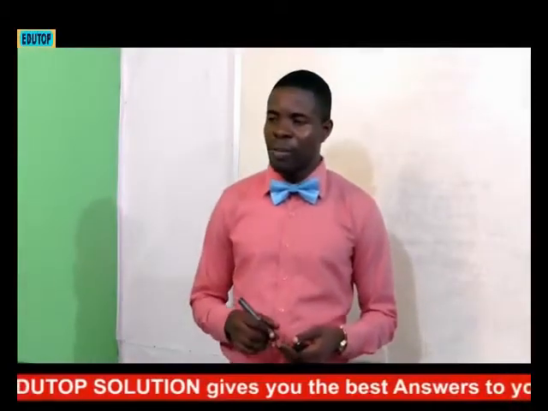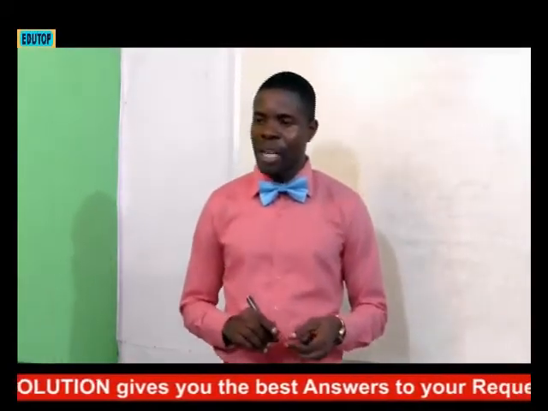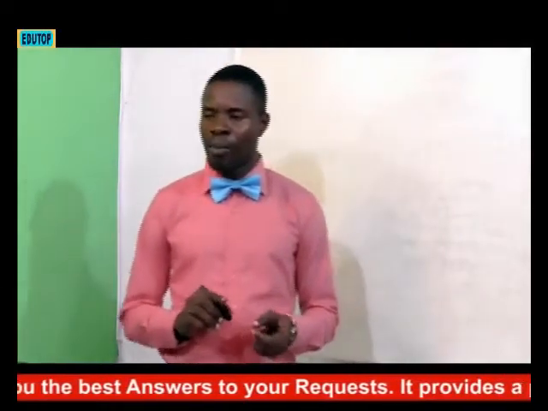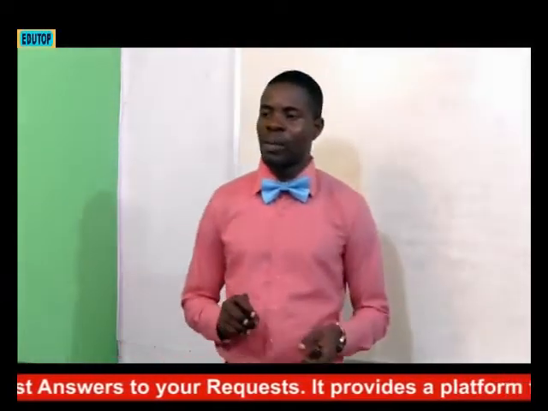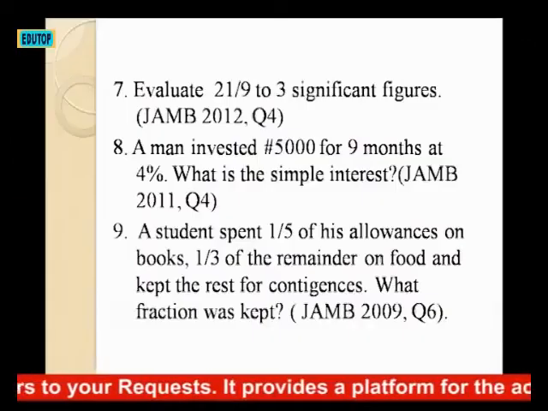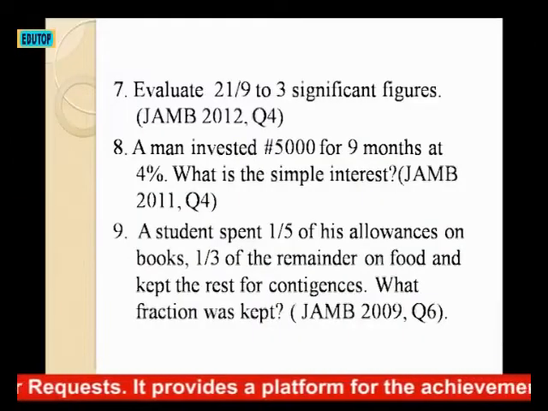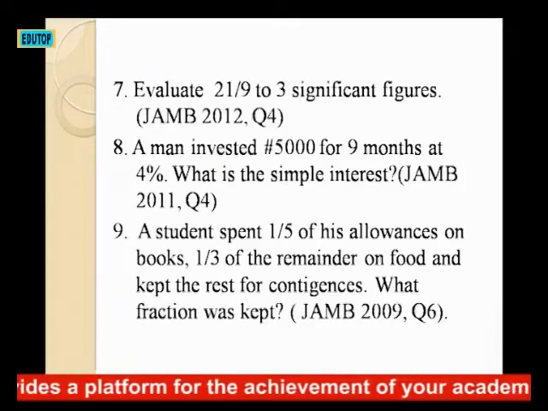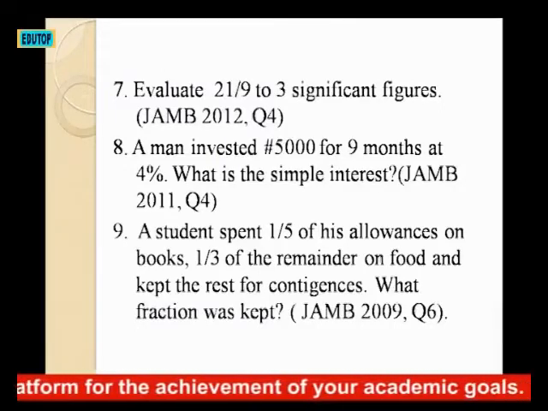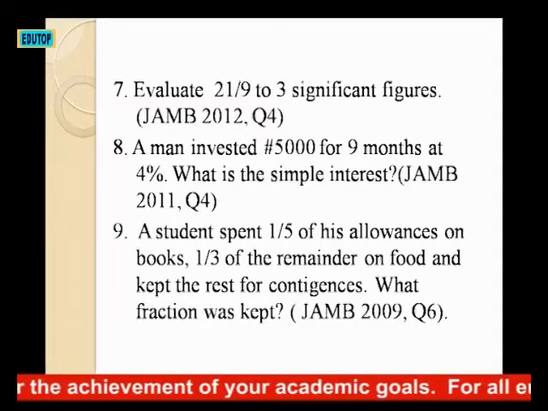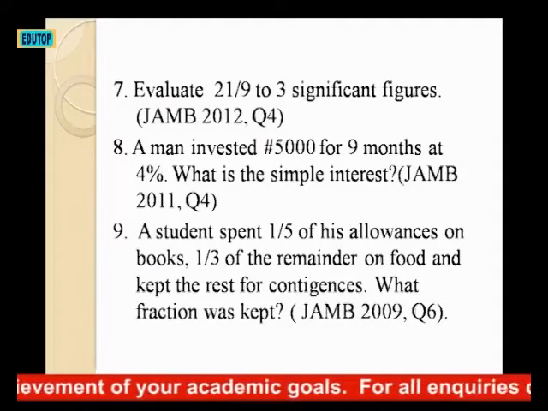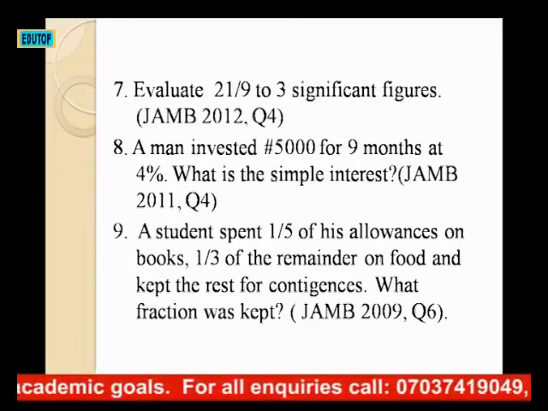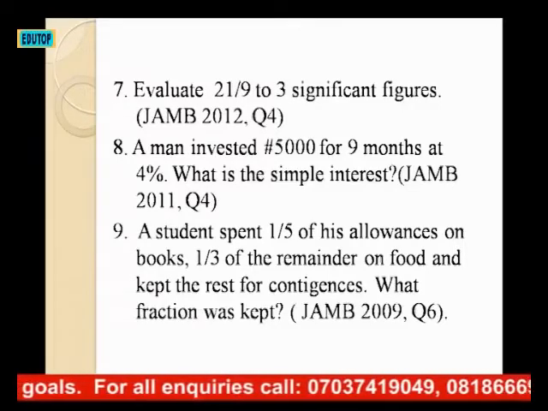Frequently because of the fact that there's a particular word here that is somehow complex if not properly taken care of. A student spent 1/5 of his allowances on books, 1/3 of the remainder, that word remainder, on food, and kept the rest for contingencies. What fraction was kept? The question is asking us, what fraction was kept?